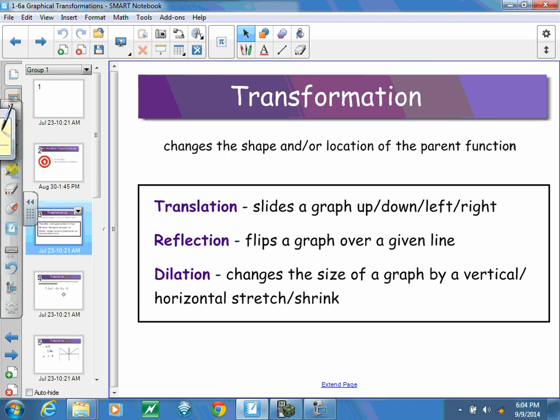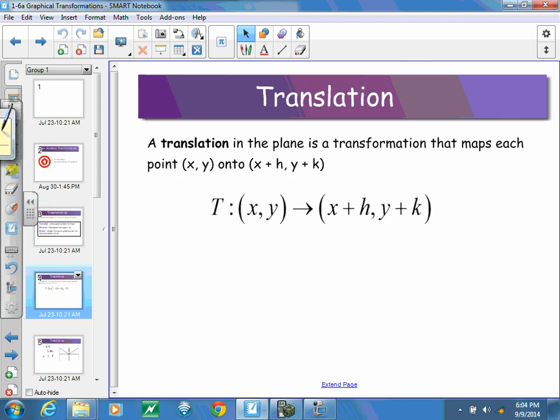So as we get going here, we're going to talk about what a translation is. A translation in the plane is a transformation that maps the point of x, y onto the point of x plus h and y plus k. What this does here is it's moving your graph to the left or the right, or it's moving it up or down. And starting out with this problem here, h is going to be taking that graph and moving it left or right. When you think about moving a graph left or right, you're affecting the value of x.